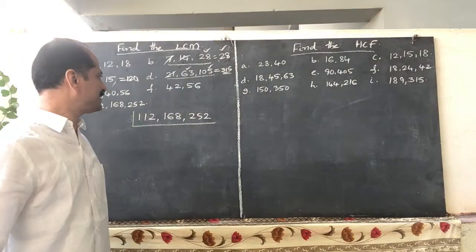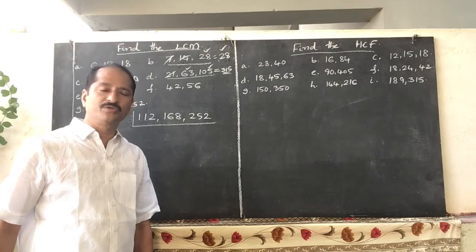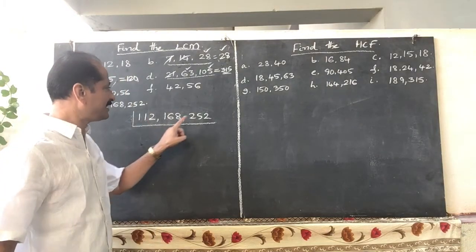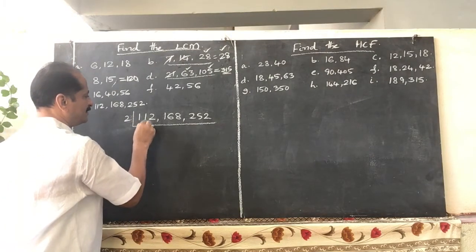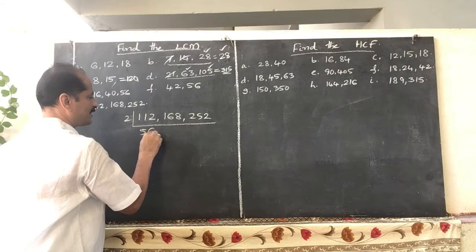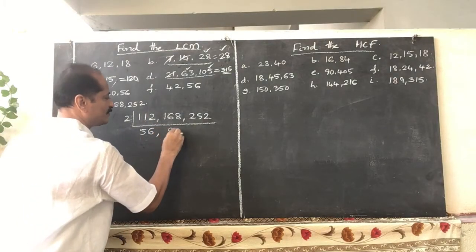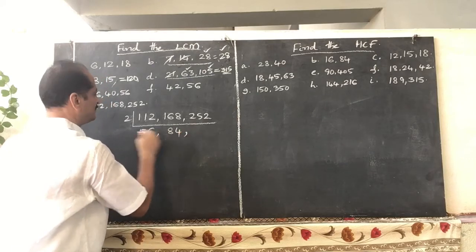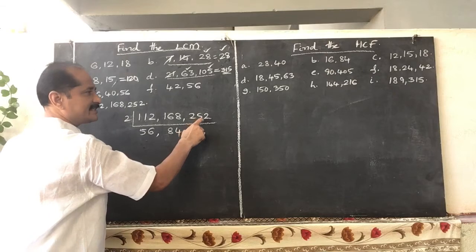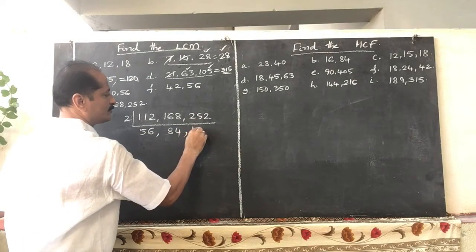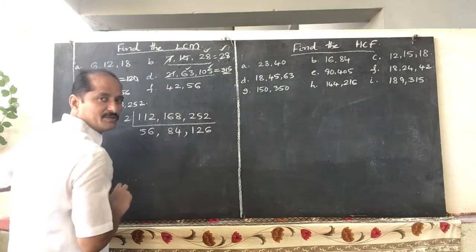So use the common division method. In the common division method, observe carefully, the first prime number is 2. Now is it divisible by 2? Yes, yes, yes. So divide all with 2. 2 5s are 10, remainder 1, bring down 2, 2 6s are 12, 2 56s are 112. Now again 2 8s are 16, 2 4s are 8, that means 2 84s are 168. Again this is also divisible by 2. 2 1s are 2, 2 2s are 4, 2 6s are 12, 2 126s are 252.